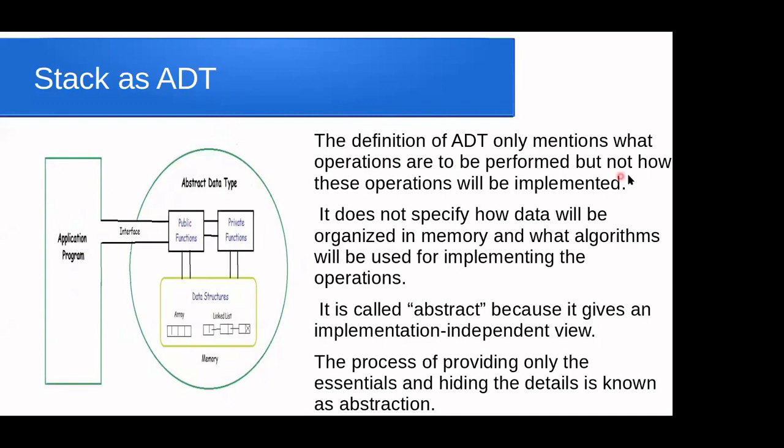The definition of an ADT only mentions what operations are to be performed, but not how these operations will be implemented. It does not specify how data will be organized in memory and what algorithm will be used for implementing the operation. That is why it is called abstract, because it gives an implementation-independent view. The process of providing only the essential features and hiding the details is known as abstraction.